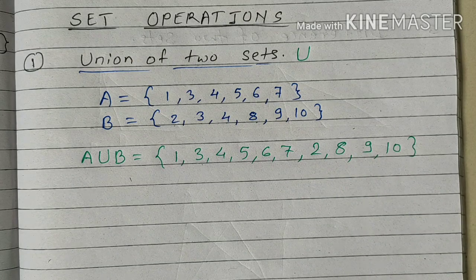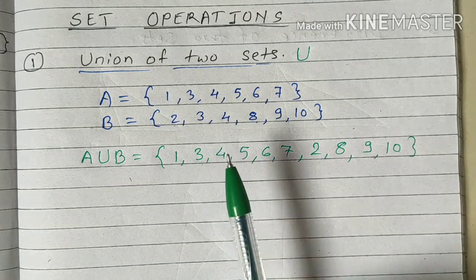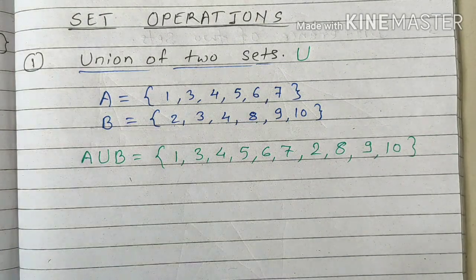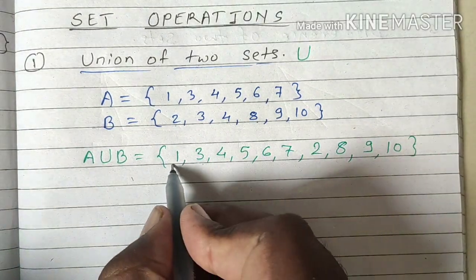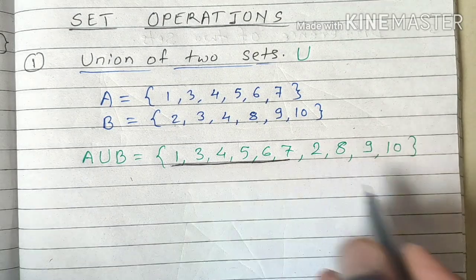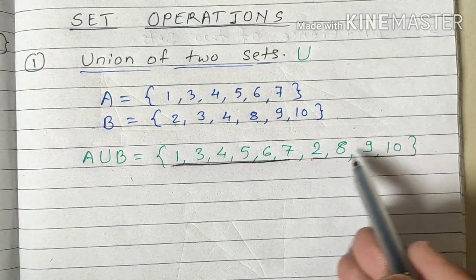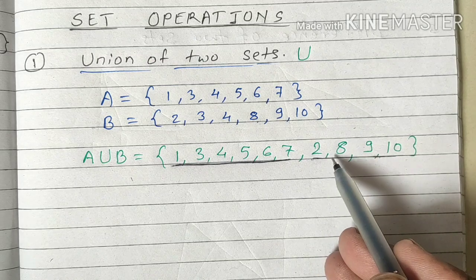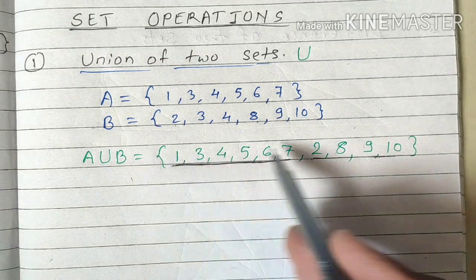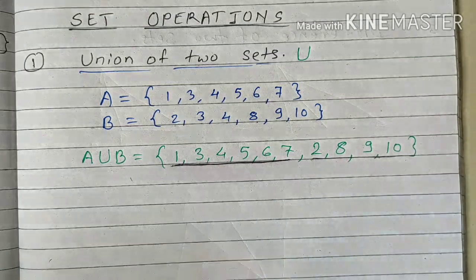Did you understand what we have done? First we wrote all the elements of the A set as it is. Then we added the B elements, and while writing the elements of B, we took care that there should be no repetition of elements in the same set.